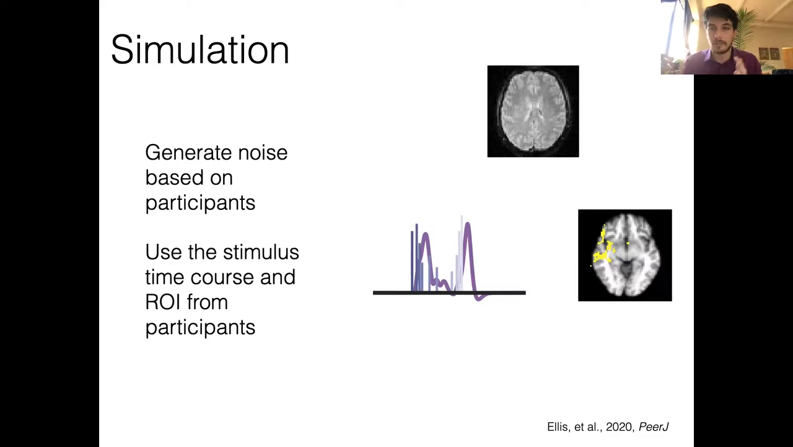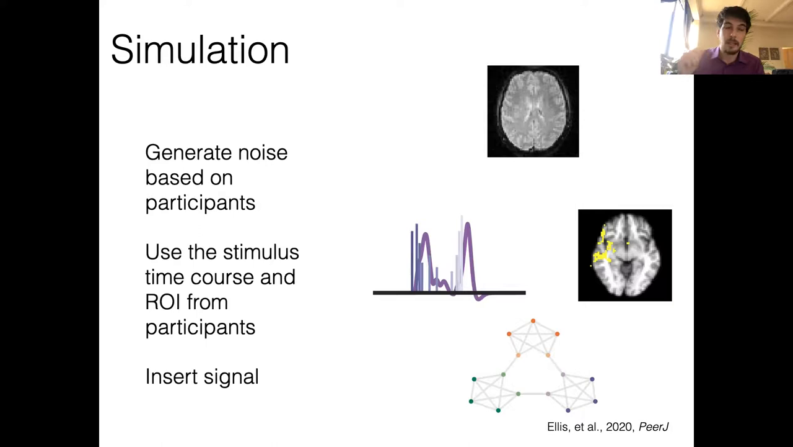So we take the exact timing files that the participants saw, and we also take the region of the brain that was shown to be significantly activated in those participants. And then we insert signal as we specify it into those brain regions. So we say in these brain regions, when the participants saw this stimulus, or when the simulation saw this stimulus, this pattern of activity was evoked in their brain.